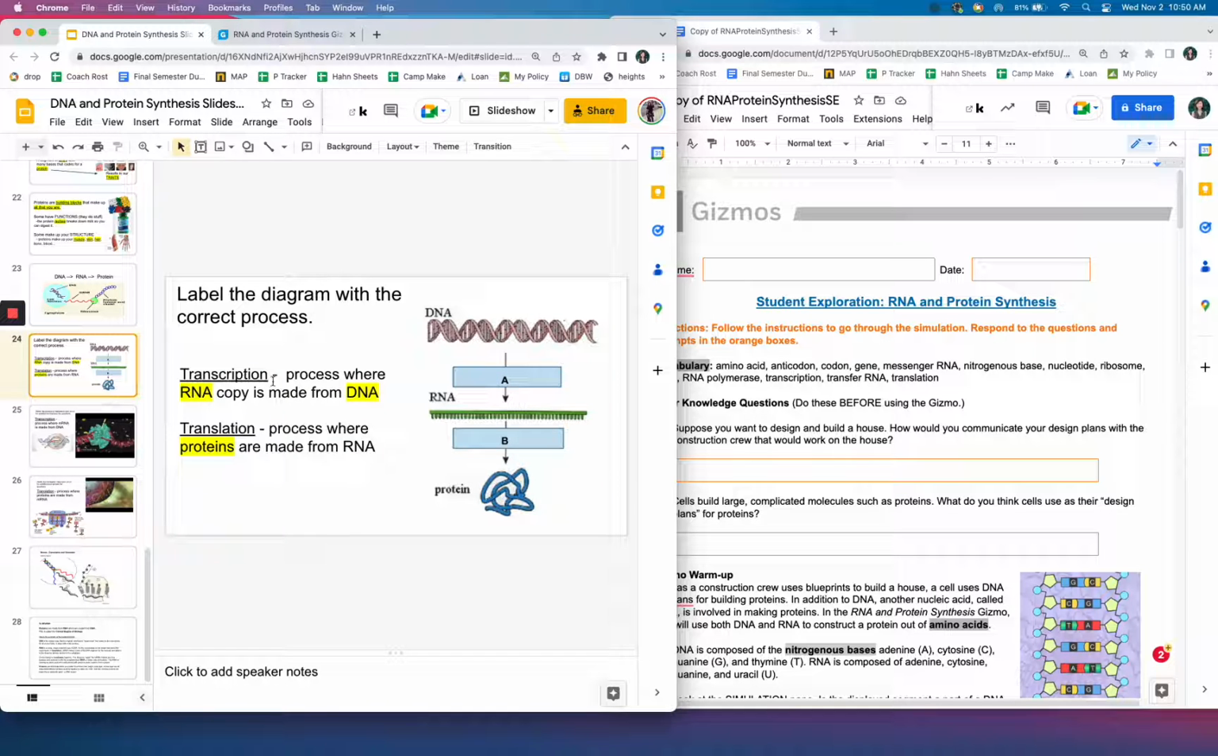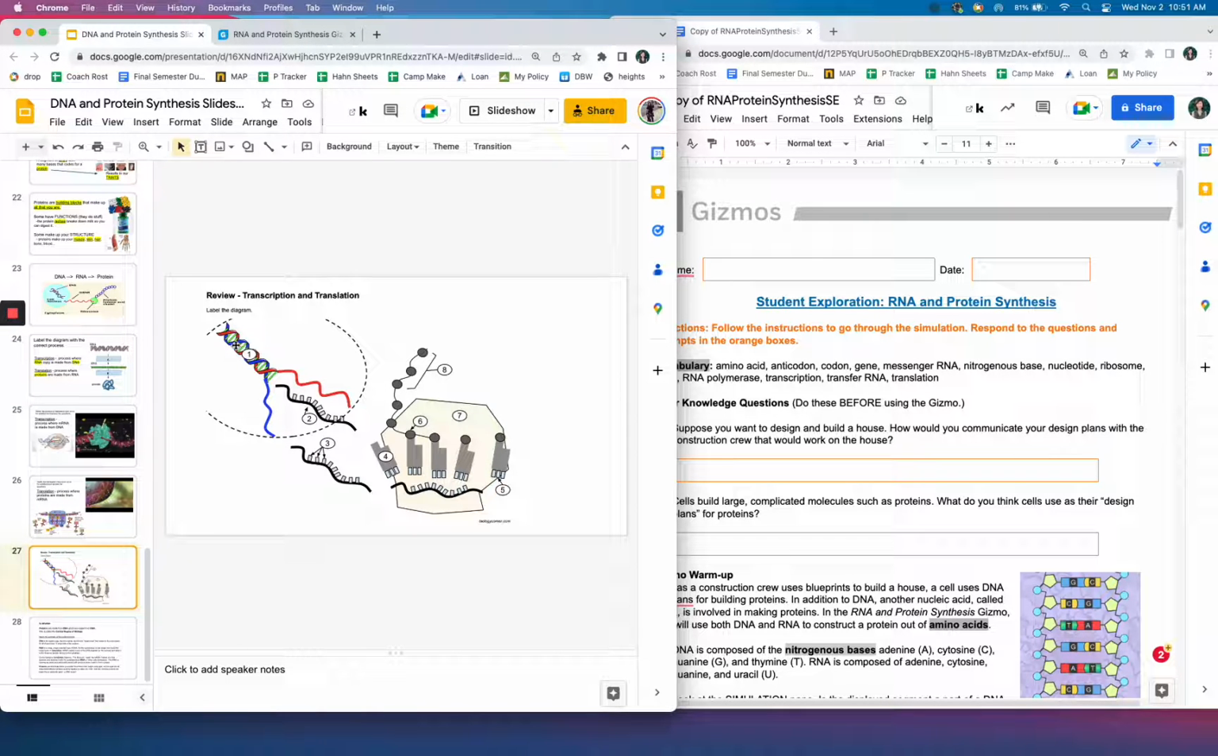And if you look right here, the process is two parts: transcription, where the RNA copy is made from DNA. So here's the DNA, and RNA is a copy of part of the DNA. And then translation is where the RNA goes over to the ribosome and a protein is made. So here's the protein.